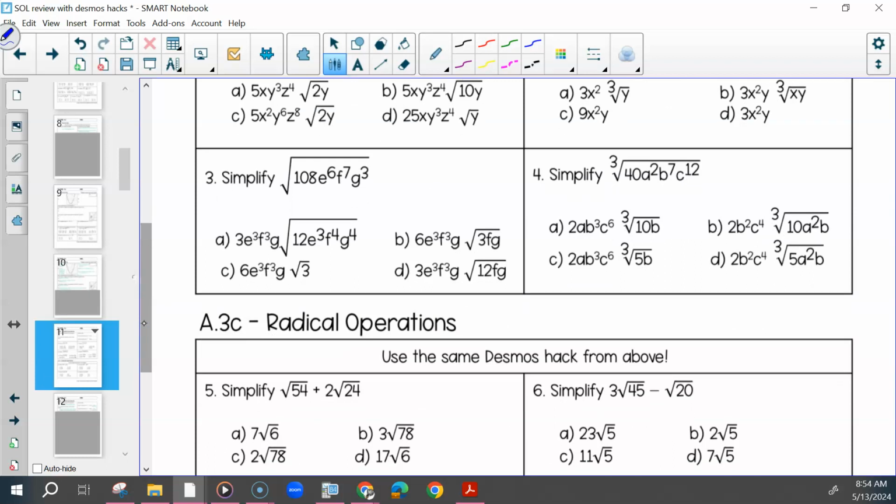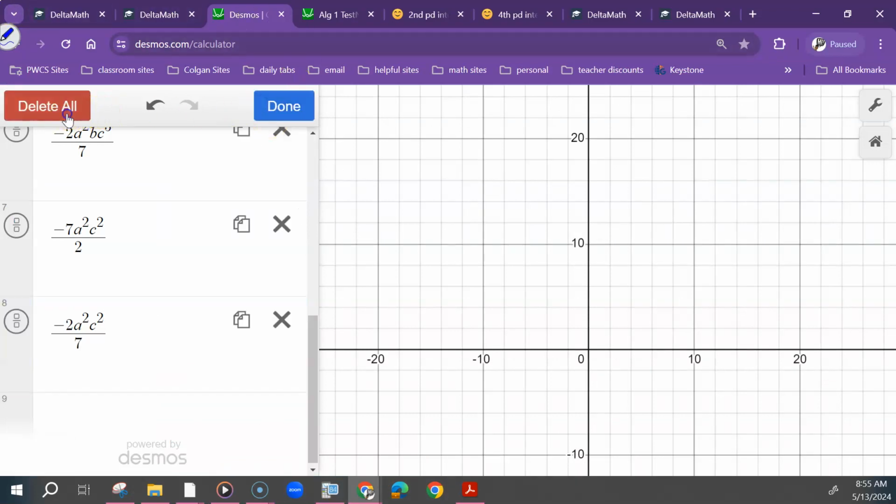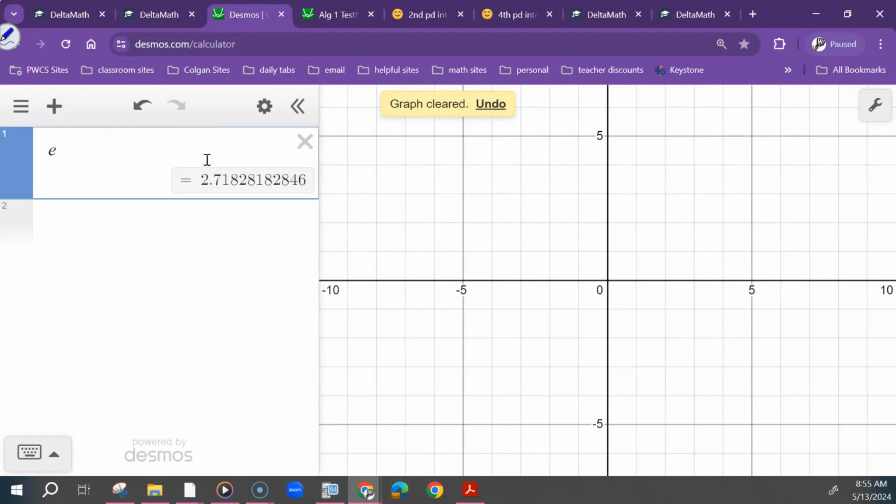The hack works the same on this one. I'm just doing this on my computer because it's easier to type in than doing it at the board. Except for E, you have to use a capital letter, because E is a number. So use capital E instead.